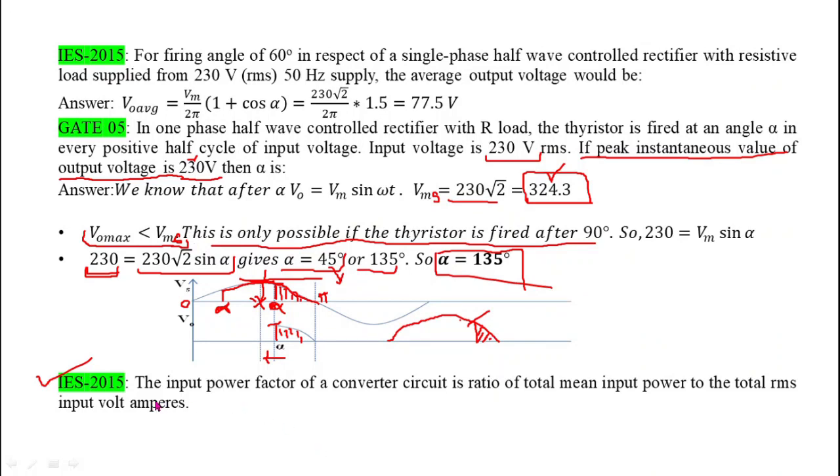Now take this last statement. The input power factor of a converter circuit is the ratio of total mean input power to the total RMS input volt ampere. This concept has already been told to you in my previous lecture, and a question was asked in ES 2015 on this statement. So this is all about this video.